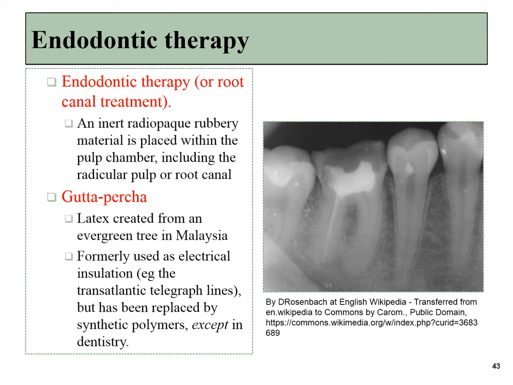If pulp is dying, it might need to be removed by endodontic therapy or a root canal. And all of the living tissue can be removed and be replaced by rubber. In this case, that rubber is gutta percha, a latex derived from trees that grow in Malaysia, which used to be where we got most of our rubber from, including all of the rubber that was made into tires on vehicles used in World War II. So there was a lot of interest in maintaining control of Malaysia.